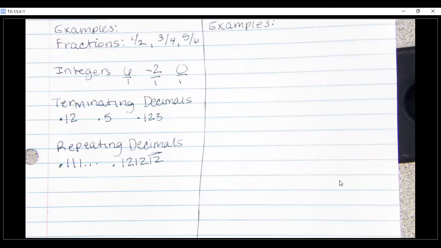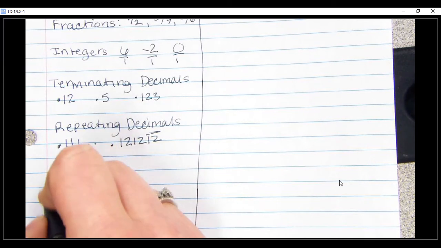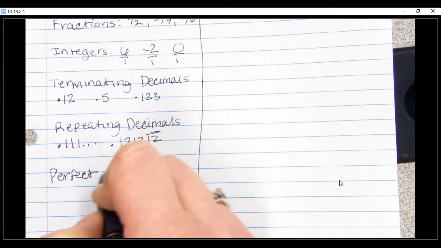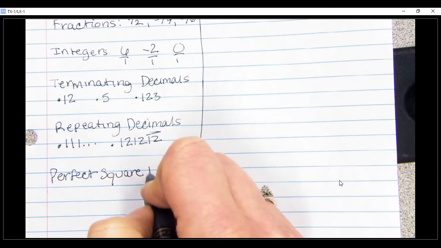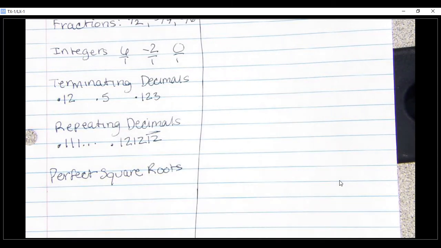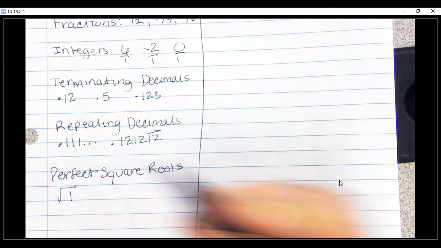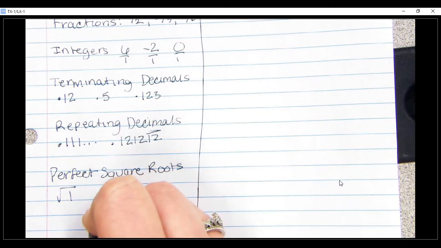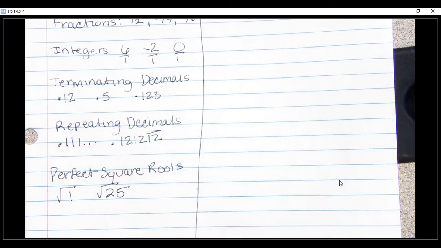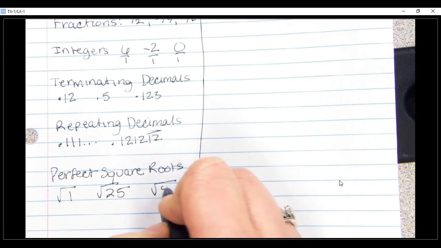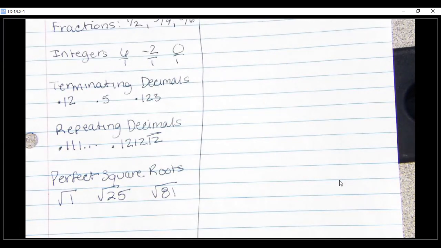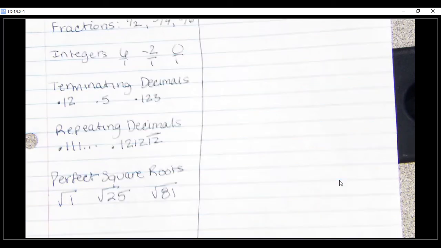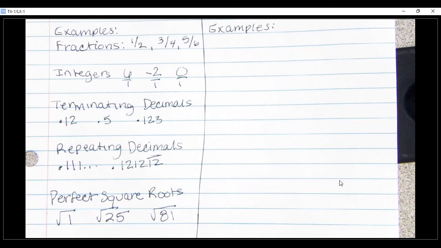And then our last and final rational number are going to be perfect square roots. Perfect square roots are square roots that equal a whole number. So for example, square root of 1 is 1. 1 can be turned into a fraction. Square root of 25 is 5. 5 can be turned into a fraction. And square root of 81 is equal to 9, which again can be turned into a fraction. So for rational numbers, we have fractions, integers, terminating decimals, repeating decimals, and perfect square roots.